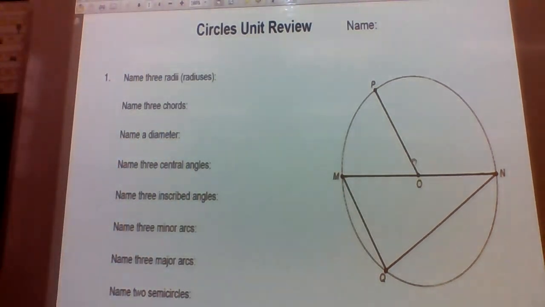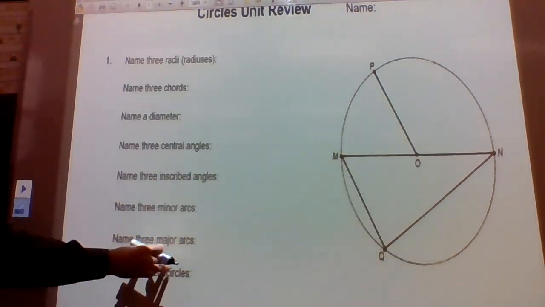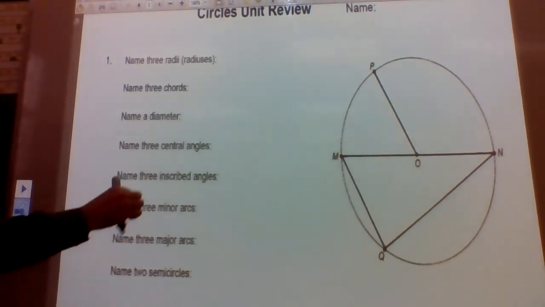Okay, this is the review for the circles unit, circle units review. So number one here, we're just simply naming radius, chords, diameters, central angles, inscribed angles, minor arcs, major arcs, and semicircles. So let's start with radius.